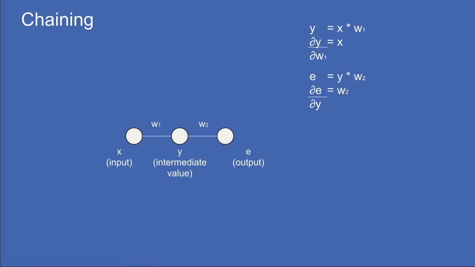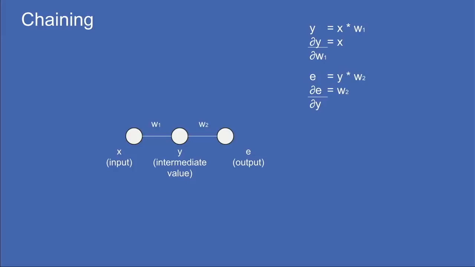Similarly, it's straightforward. We can just read off that whatever the value of y is, multiply it by the weight W2, we get e. So if we want to find the slope of the error function for a given change in y, the answer is W2. If I changed y by 1 unit, then the error changes by the amount W2.